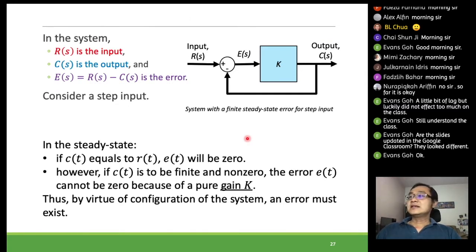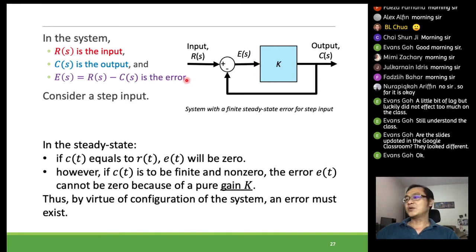Okay, so in the system now, we have this so-called closed loop, right? So we start with this closed loop. In the system, we may have the input, the output, and the error, right? When we consider a step input, what happens is that in the steady state, when the output reaches a steady state, if the output is equal to the input, then the error is 0, right?